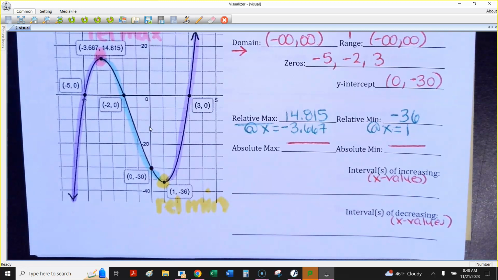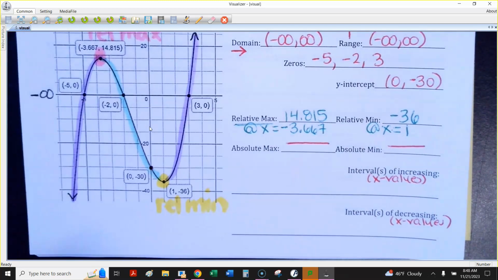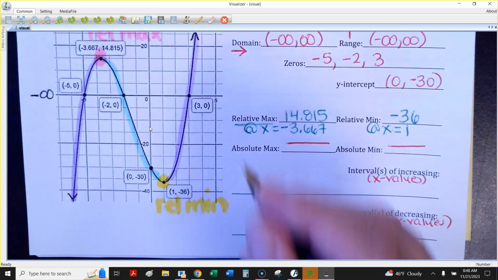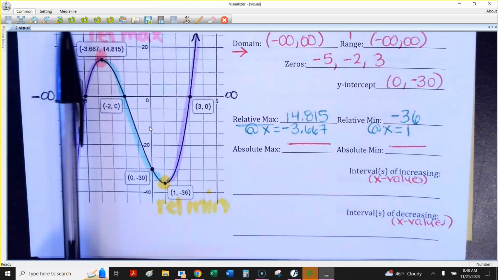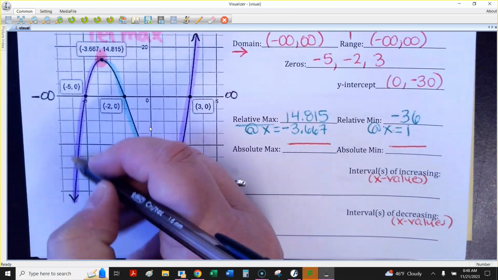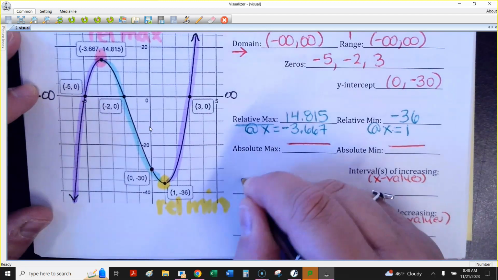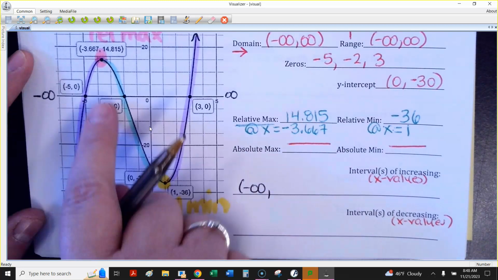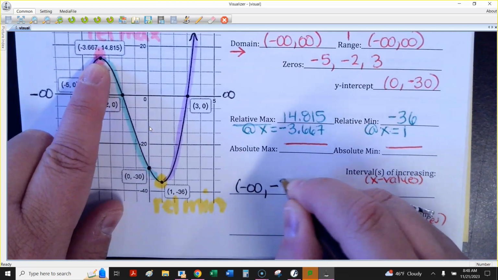Now, all I'm going to do, go from left to right, and if this helps anybody in any way, all the way to the left would be negative infinity, right? All the way to the right would be positive infinity. So I'm traveling from left to right. This entire time I would be tracing the y values to go up. So they'd be increasing. So for my increasing, that's going to go from negative infinity till I get to that turning point, and you just want to grab the x coordinate there. So negative 3.667.